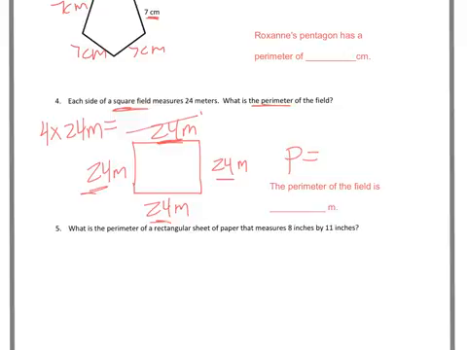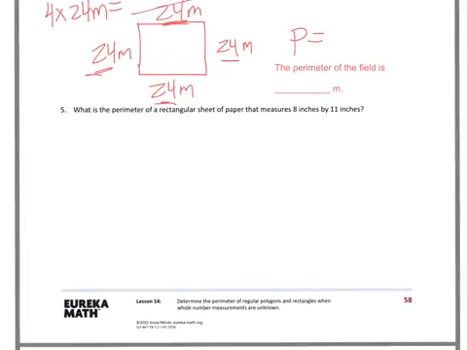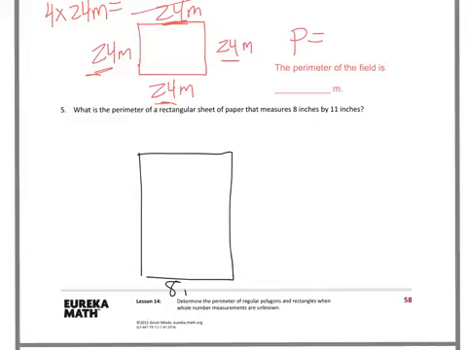So as we take a look at the last problem, what is the perimeter of a rectangular sheet of paper that measures 8 inches by 11 inches? This is about what a real piece of paper is. I'm going to write 8 inches, 11 inches, and I know with a rectangle, because this is a rectangular sheet, opposite sides are equal. So if this is 8 inches, this one has to be 8 inches. If this one's 11 inches, this one's 11 inches.